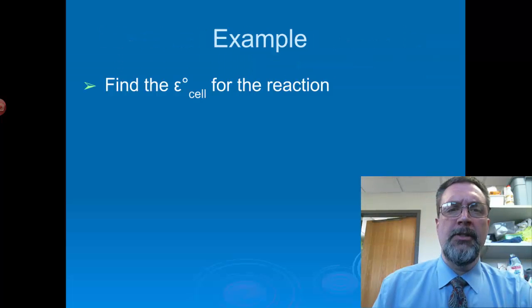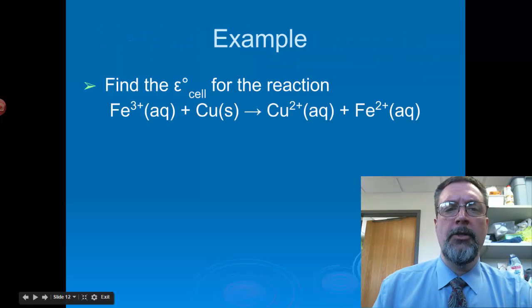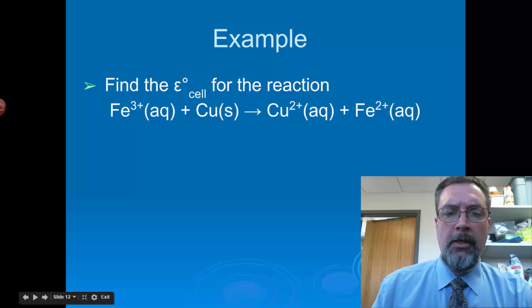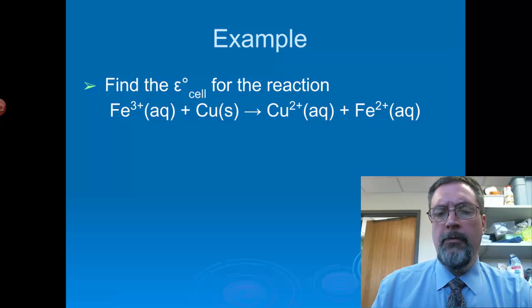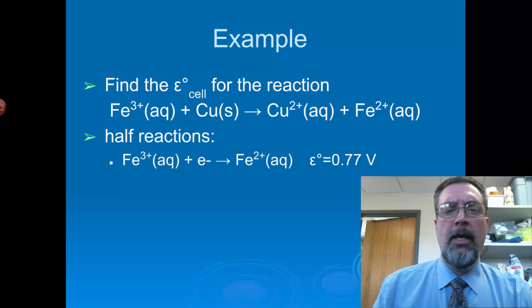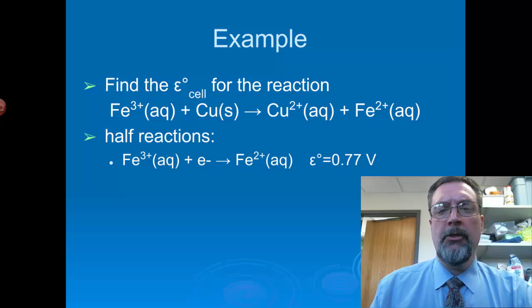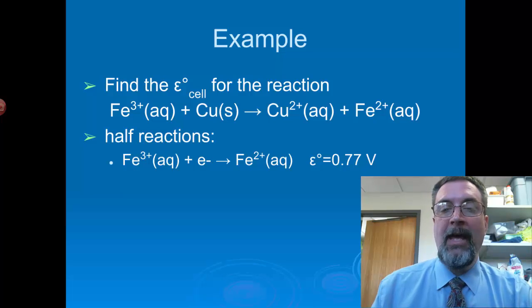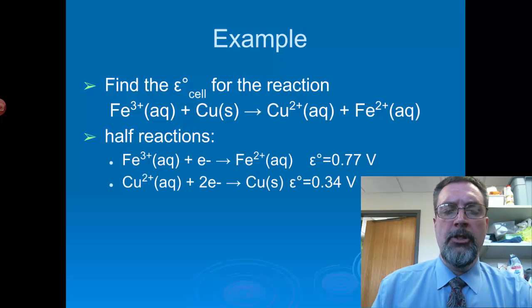Okay, so here's an example. We're going to find E cell for the following reaction. We have iron 3 ions and copper reacting to form copper ions and iron 2 ions. So the half reactions are going to be Fe3 plus plus an electron to Fe2. Fe3 down to Fe2, that's reduction, so I just look up the reduction potential for that change, and it's 0.77 volts.